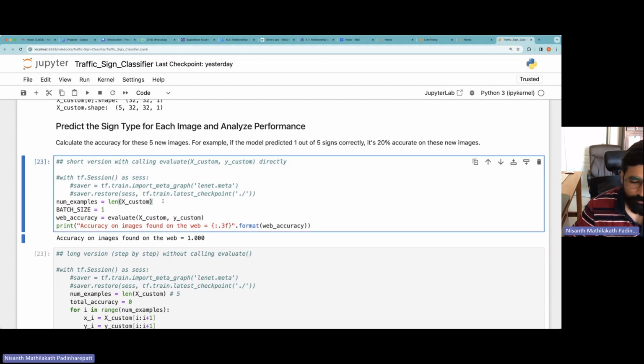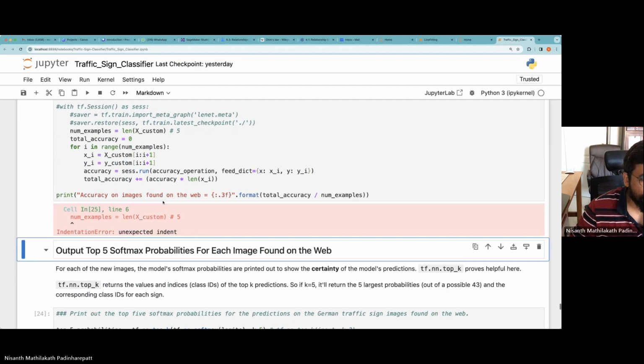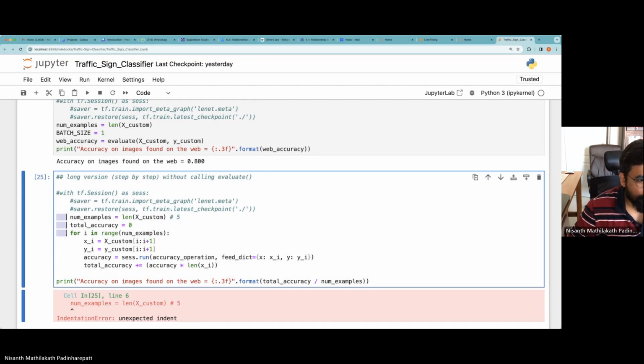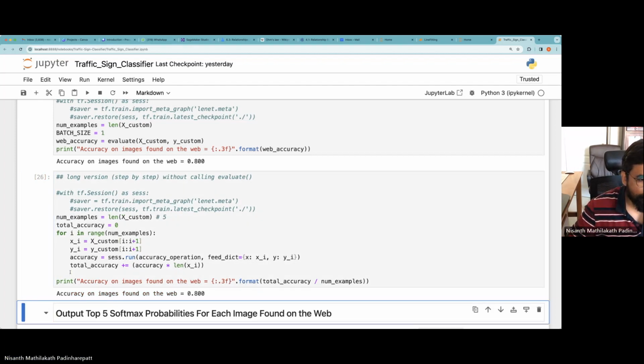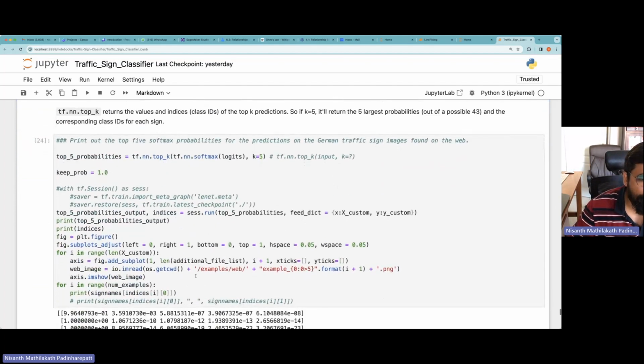I think I didn't run this. There was some error with the indent. Okay, so the accuracy was 80 percent. There are 5 images, and 4 of them it got correct. Now I'll print the probabilities for each, the confidence levels.